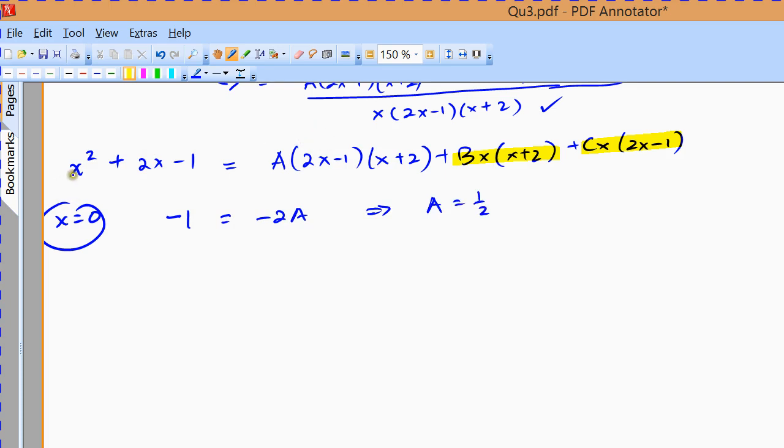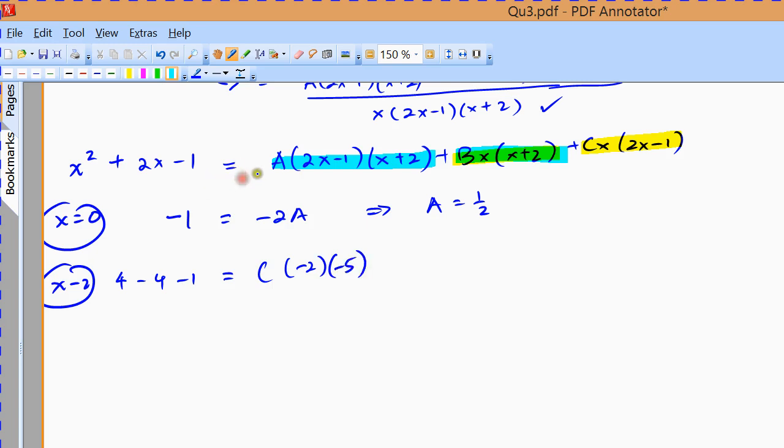Next I'm going to let x equal minus 2. So on the left hand side we get 4 minus 1 is equal to, now notice when x is minus 2, this whole expression becomes 0, this expression becomes 0. So what we are left with is just the expression with c. So we have c multiplied by minus 2 multiplied by minus 5. So this gives us c equals minus 1 over 10.